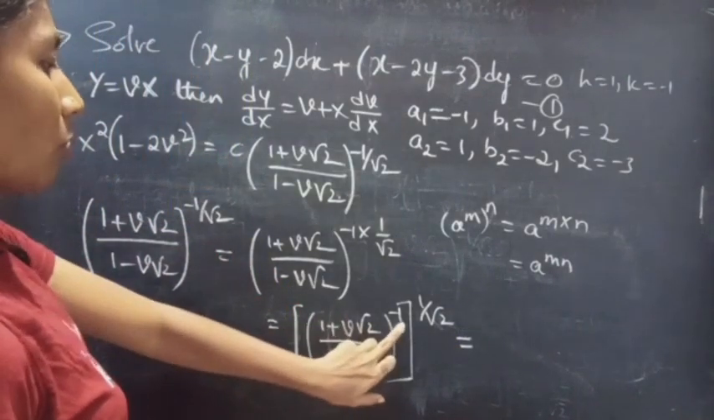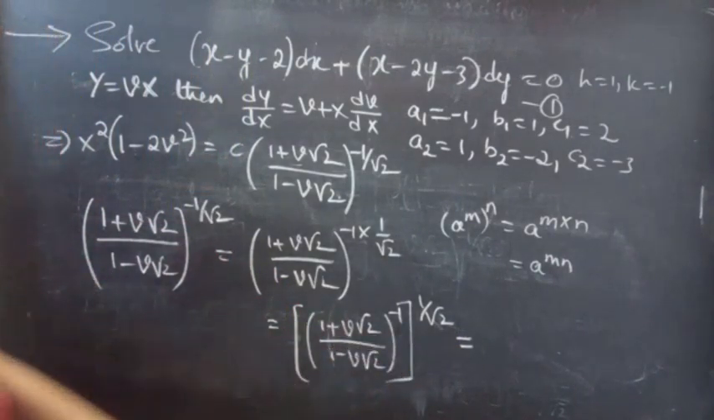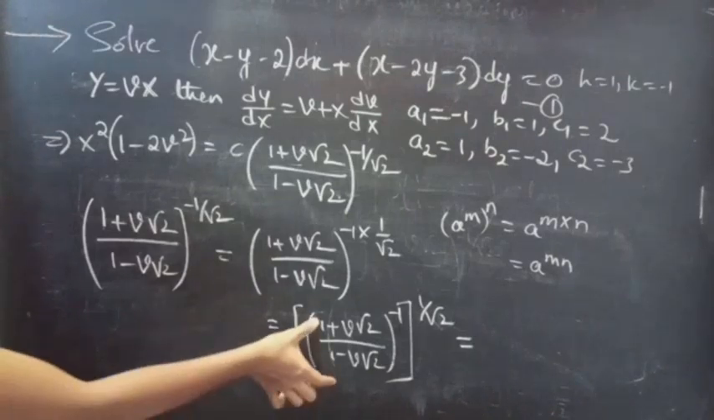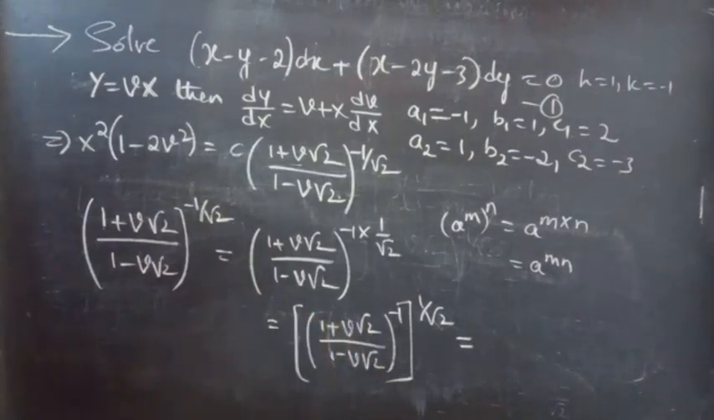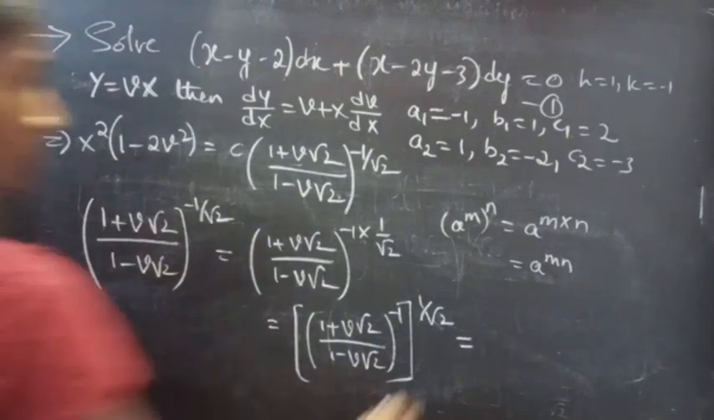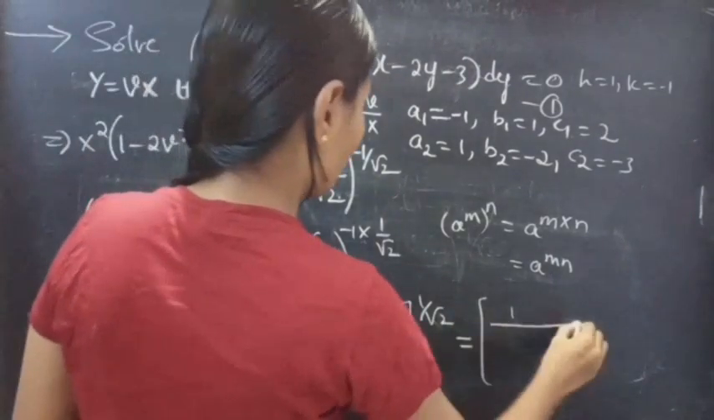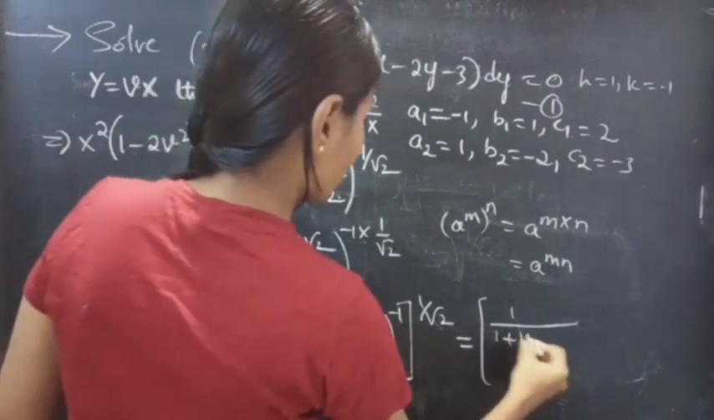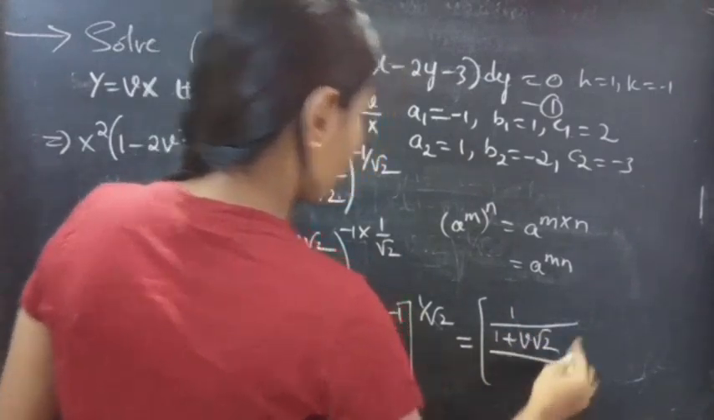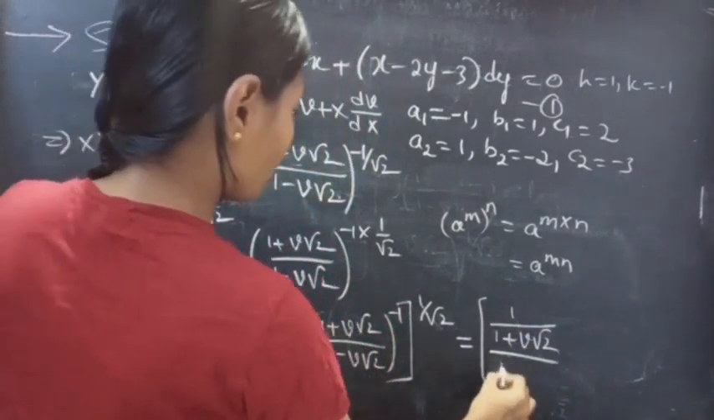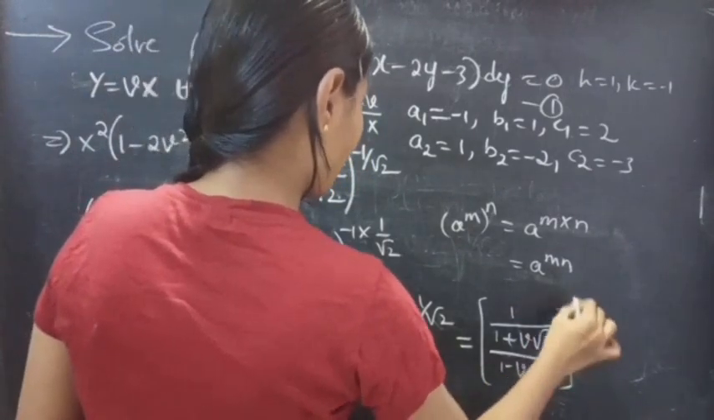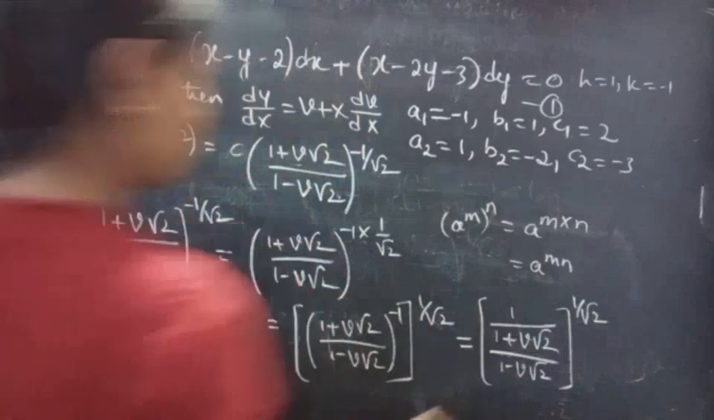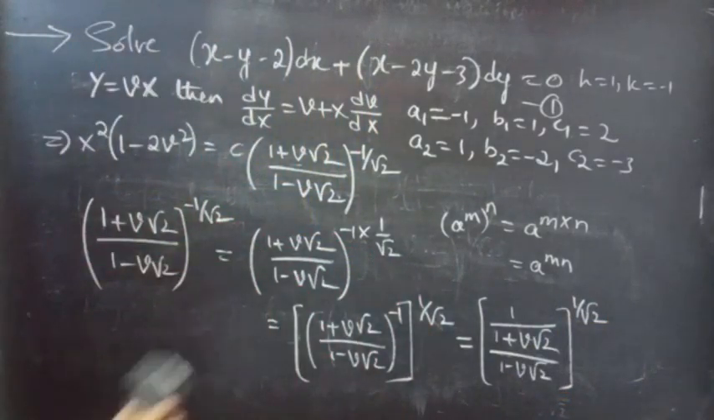A power minus 1 is nothing but reciprocal of a. Okay, if you consider this as a, you can just write this as 1 by 1 plus v root 2 by 1 minus v root 2 power 1 by square root of 2.